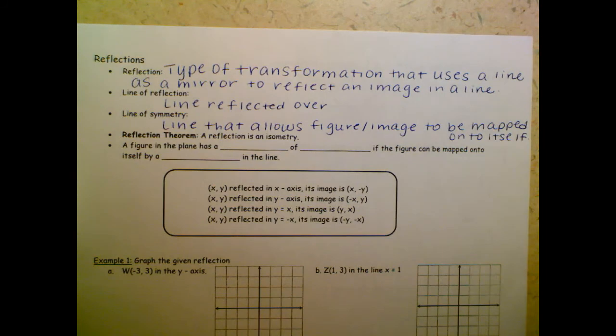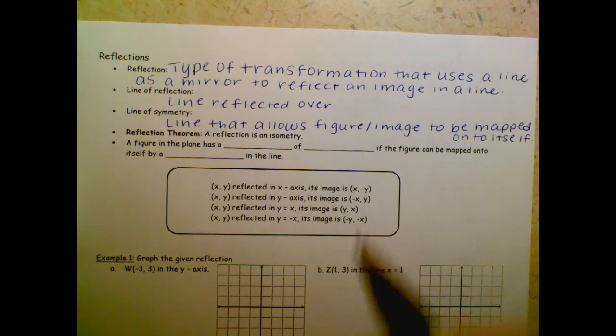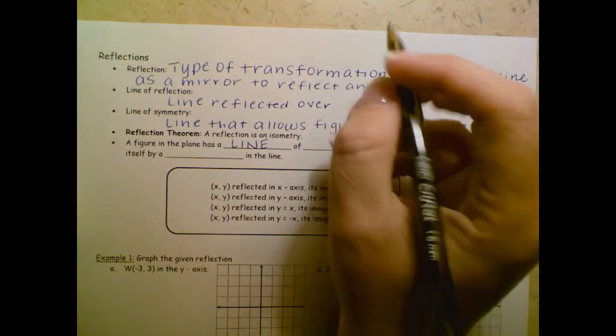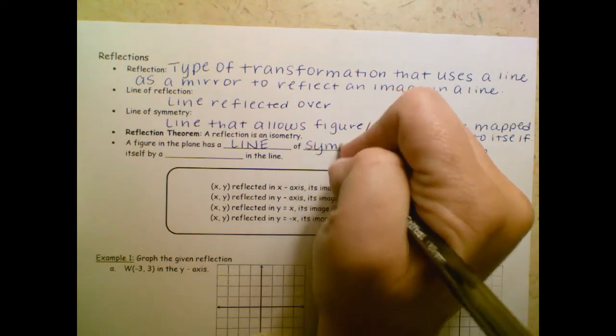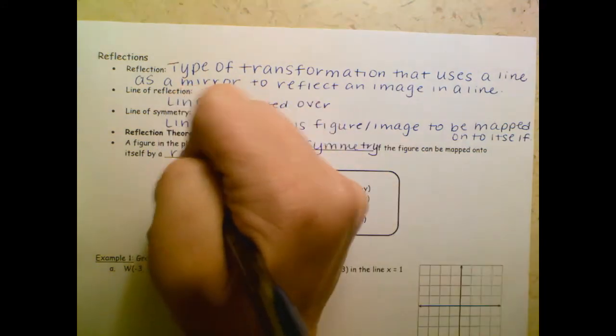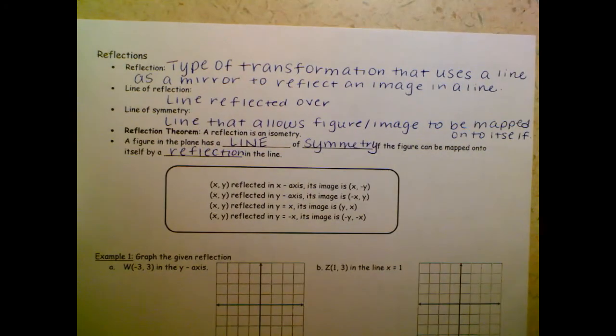The reflection theorem is a reflection that is an isometry. And then a figure in the plane has a line of symmetry if the figure is mapped onto itself by a reflection. And again, we're going to talk about all of these during this lesson and then in the next couple of days.